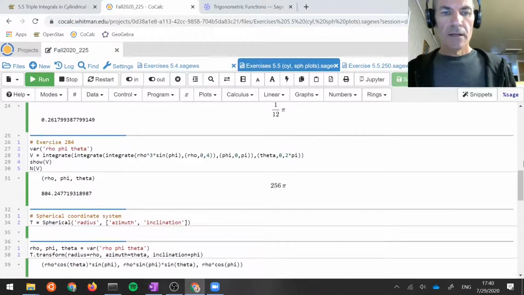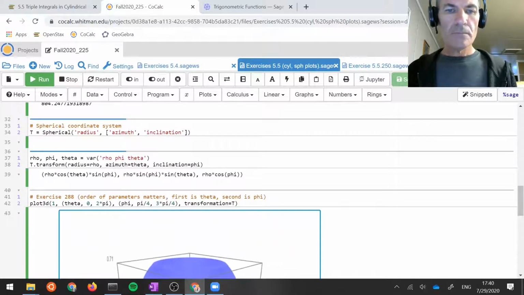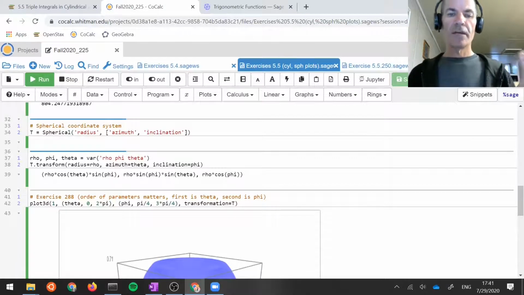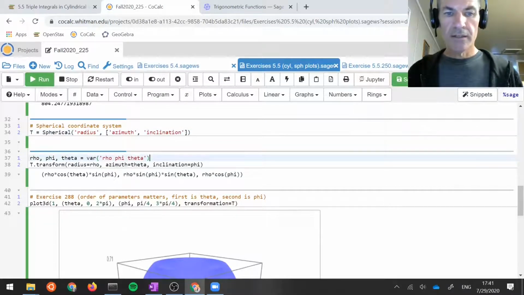Alrighty. So now we're going to set up a spherical coordinate system. So we tell it, hey, we're going to use the spherical coordinate system. We want the radius as a function of azimuth, which is theta, and inclination, which is phi. So this determines the order of things. So we're going to specify functions theta first and then phi. We set up this transformation and we declare the variables rho, phi, and theta.